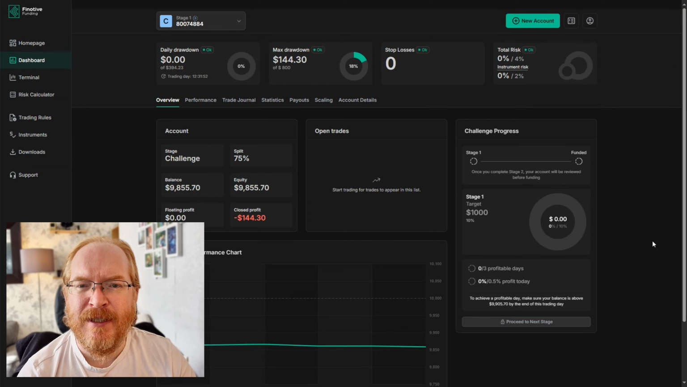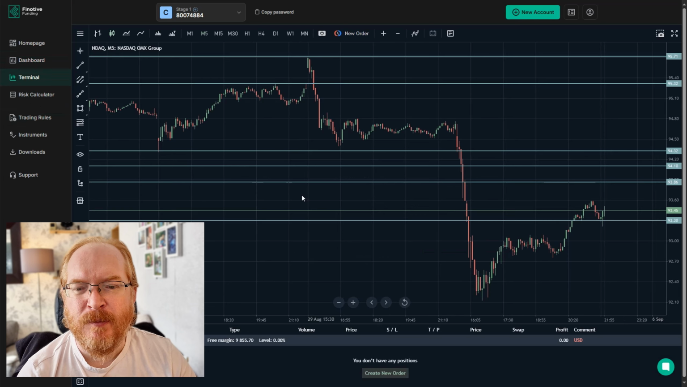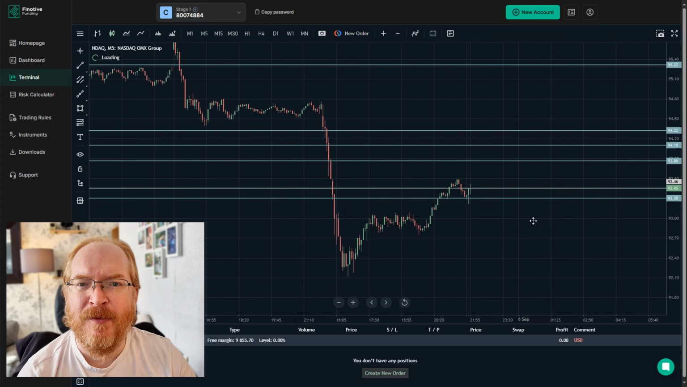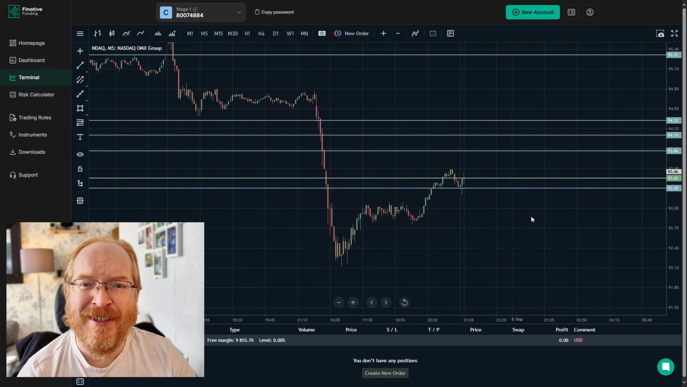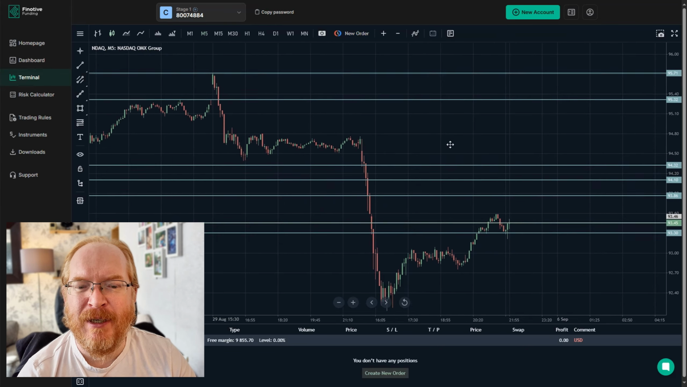Here's the Finotive Funding dashboard. Not a lot really in there to have a look at. All the bits you need, I suppose. They have a risk calculator here where you can enter all the details to calculate your risk per trade. Finotive Funding also have their own trading terminal. Let's have a quick look here, which I do quite like. And in fact it is one of the reasons I got an account with them, because I'm a bit curious and I always like to try new things. So I actually trade using their sort of bespoke little trading platform here.